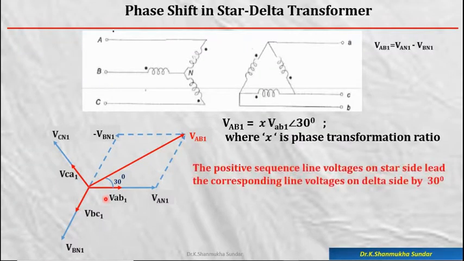So now this is the conclusion. The positive sequence line voltage on star side, that is VAB1, leads the corresponding line voltage on delta side.